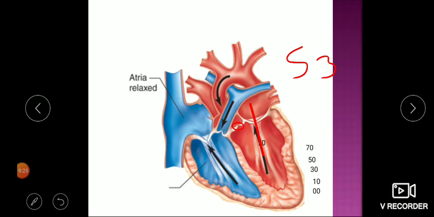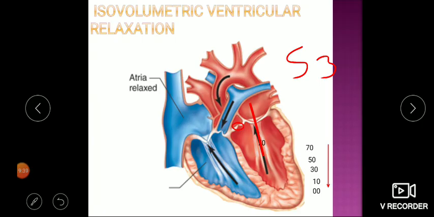Now this phase in which the ventricle is relaxing as a closed chamber, the AV valve was closed as well as the semilunar valve was closed. So from 70 up to 0, the ventricle is relaxing as a closed chamber. This is called the isovolumetric ventricular relaxation phase. It is exactly opposite to the isometric contraction phase in which the ventricle was contracting as a closed chamber. Now here the ventricle is relaxing as a closed chamber with both semilunar and AV valves closed. But when pressure is zero, the AV valve gets open.